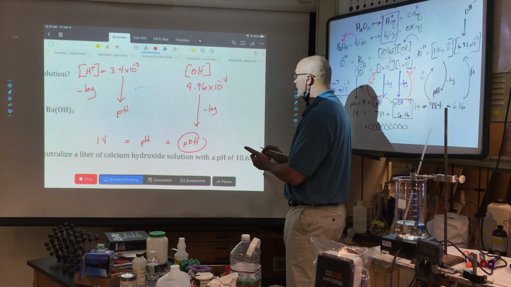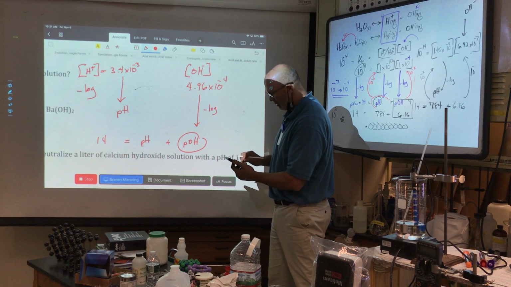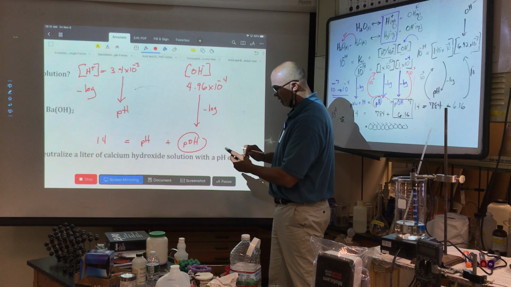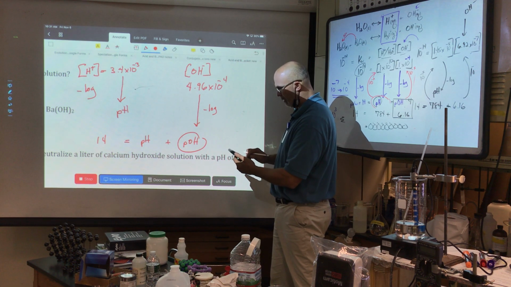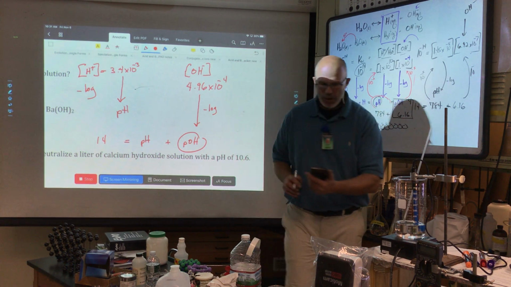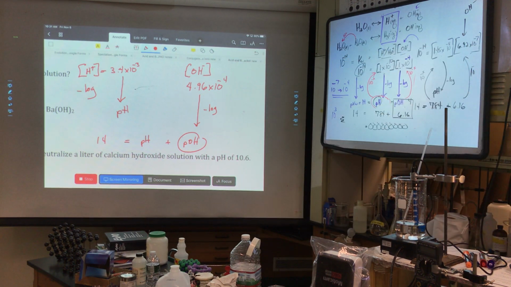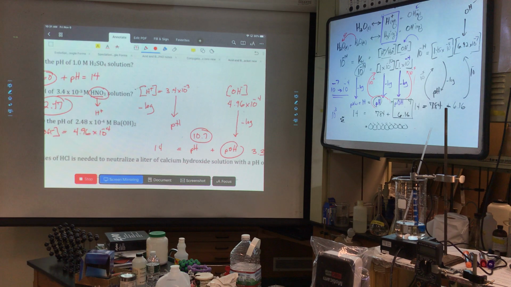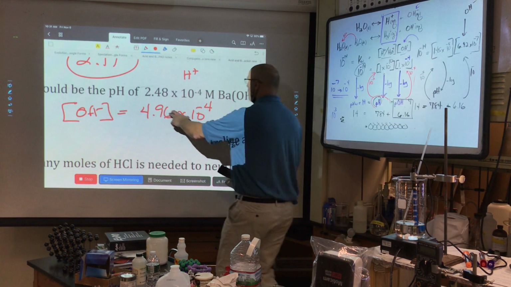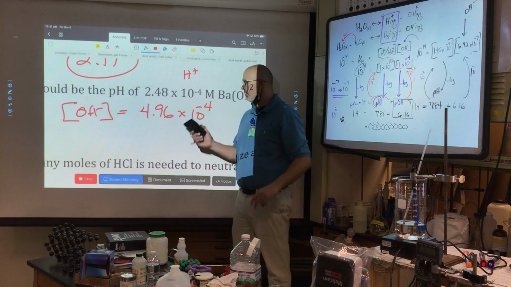So I take my 4.96 and I'm gonna do negative log. So negative log, 4.96, second function EE to negative 4, close my parentheses, and I get a pOH to be 3.3. You can do the math in your head now. 14 minus that? 10.7. The pH is 10.7. Does that make sense? Yeah, check it out. Isn't this number bigger than 1 times 10 to the negative 7 that we started with?